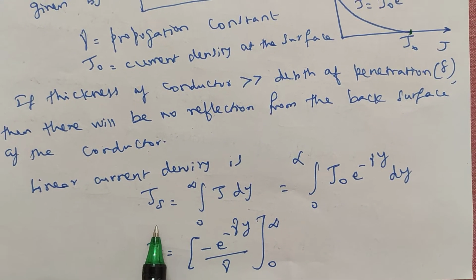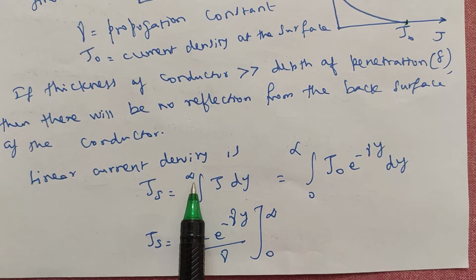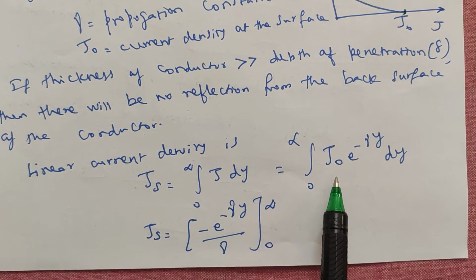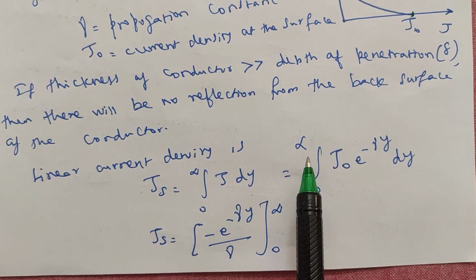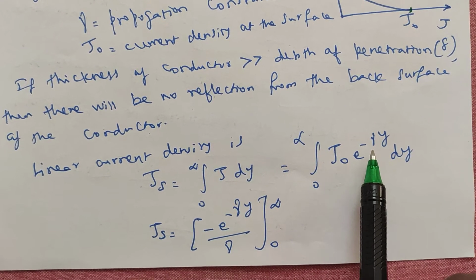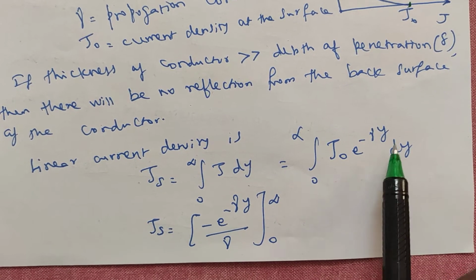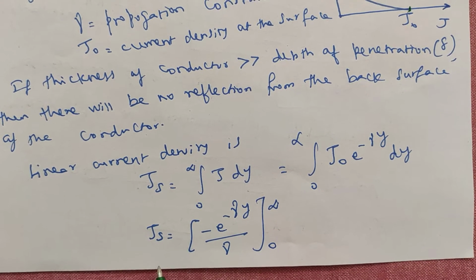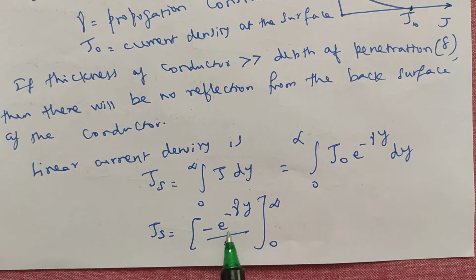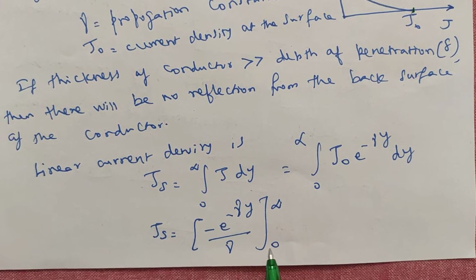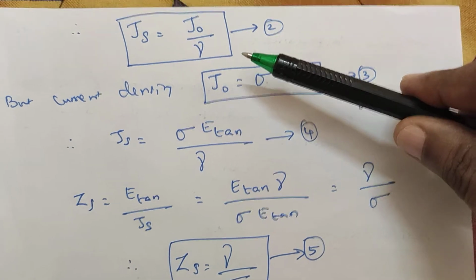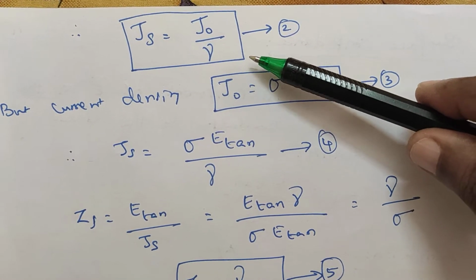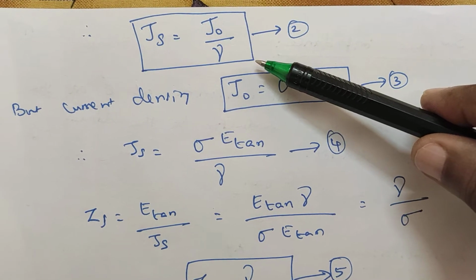Linear current density is Js is equal to integral 0 to infinity J dy. Instead of J we are substituting J0. The lower limit is 0 and the upper limit of Y axis is infinity. So J0 e power minus gamma Y dy. We have to integrate with respect to dy. So integrating, Js is equal to minus e power minus gamma Y by gamma with the limits 0 to infinity. After integration we have to substitute the limits. By substituting the limits we get the surface current density Js is equal to J0 by gamma.